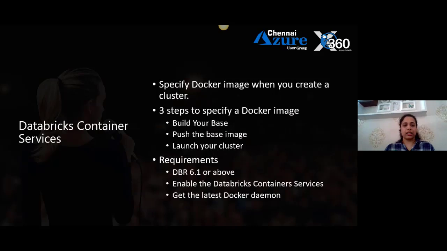The next thing is Databricks container services. In this, we'll just specify a Docker image when we create a cluster. You have to build your own Docker image by using the software. Once you have built your base image, you will push that base image to a Docker registry. Then you need to copy the URL that you have, and launch it along with your cluster. In launching your cluster, you can do it in two ways. One is via your Azure portal, the other one is via your API.